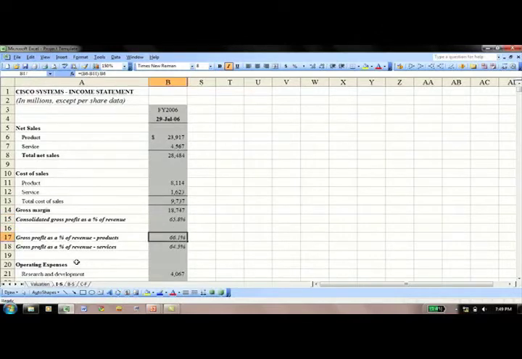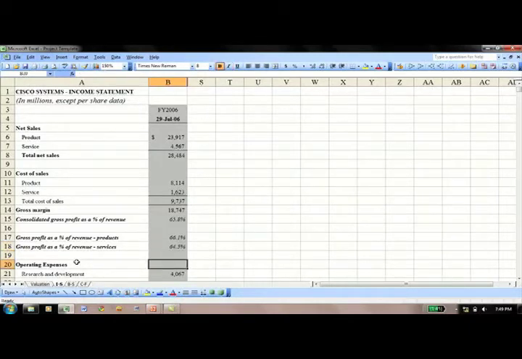Cisco further breaks this down and says the gross profit as a percentage of revenue for products was 66%, slightly less for services at 64.5%, but in general, both these numbers are excellent numbers.